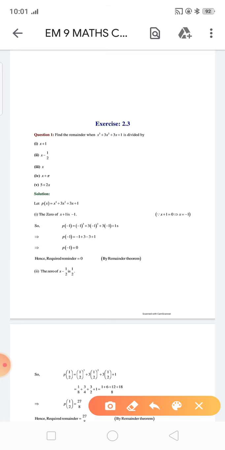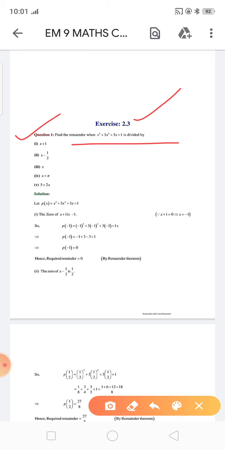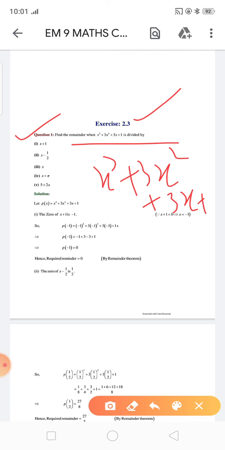Now we start to solve our exercise and practice sums on the long division method and remainder theorem method. The question tells us which method to use. So we start to practice Exercise 2.3. In the exercise, the first question is to find the remainder when the polynomial x³ + 3x² + 3x + 1 is divided by the divisor given in each part.